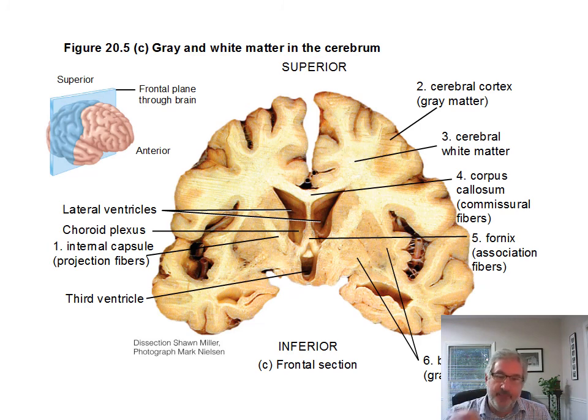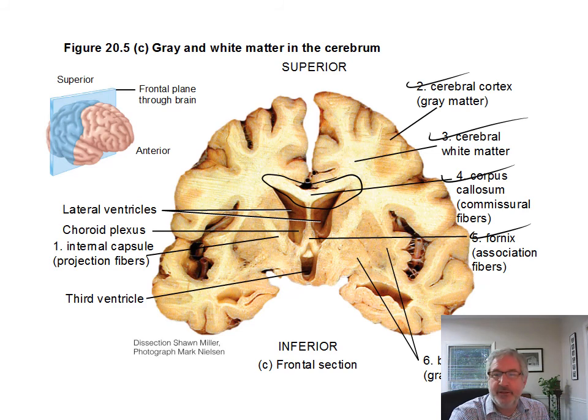So, all right, next slide. So this is showing the corpus callosum one more time, going across here. And so you get gray matter, white matter, corpus callosum, which are commissural fibers, fornix, association fibers, here, here. And then, let's see, anything else I want to show. So here's your third ventricle. Here's lateral ventricles. So there's holes in your brain. Okay. All right, next slide.